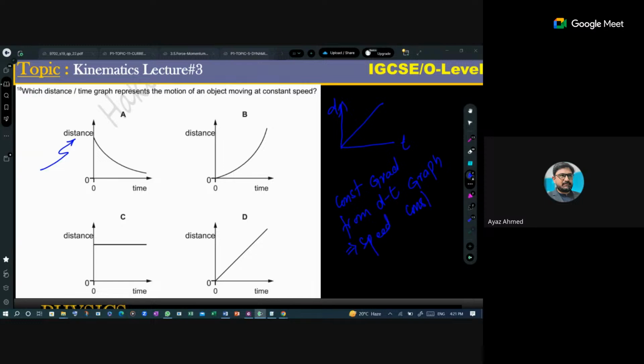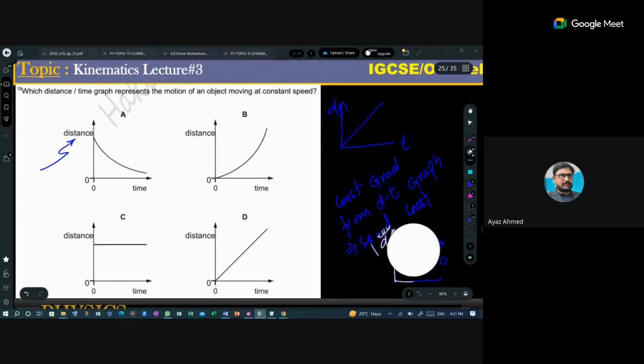Yes, sir. But if you have this graph, I told you that its gradient is zero. What about the gradient of this graph? It is zero. So if this is distance time, it is showing that the object is at rest. Is it clear? Yes. Is it fine to you as well?